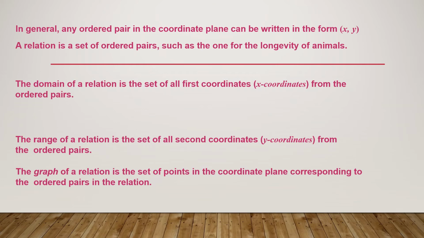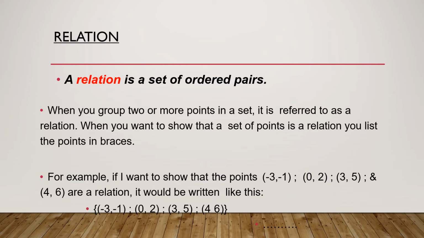Now you will see the examples. Here is the example: (-3, -1), (0, 2), (3, 5), (4, 6). If I ask you about the domain, what will be the domain here? -3, 0, 3, and 4. And what will be the range? -1, 2, 5, and 6.